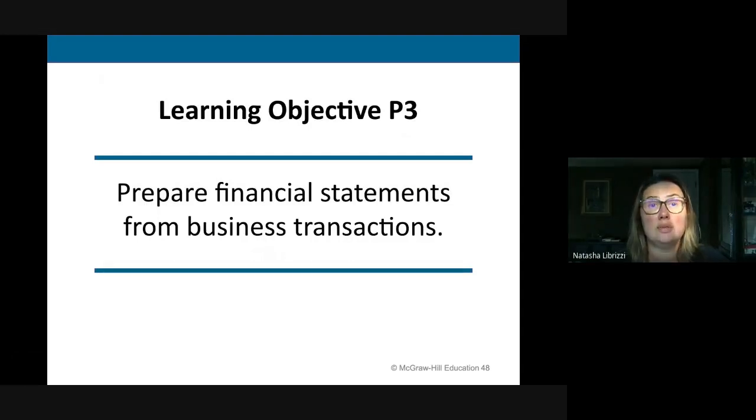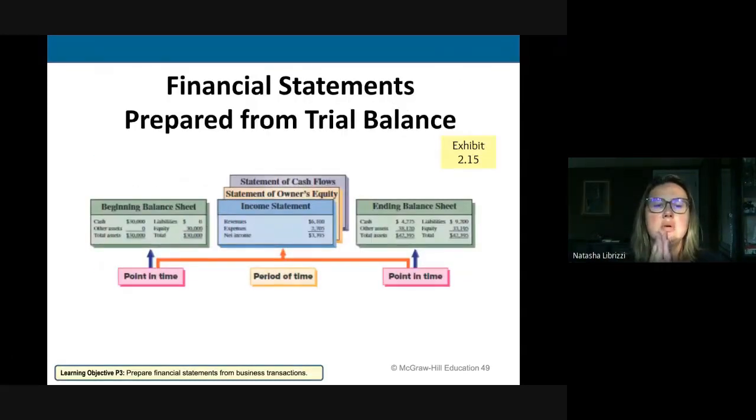After you're done with your trial balance, you can prepare financial statements. In the next topic, not in this chapter, we're actually going to do adjusting entries. So you really prepare your financial statements from the adjusted trial balance. We have the unadjusted trial balance, which we just created, and then we're going to learn that there are more entries that we make, and then we have the adjusted trial balance. But once you're done with your trial balance, you can prepare your income statement, statement of owner's equity, statement of cash flow, and ending balance sheet.